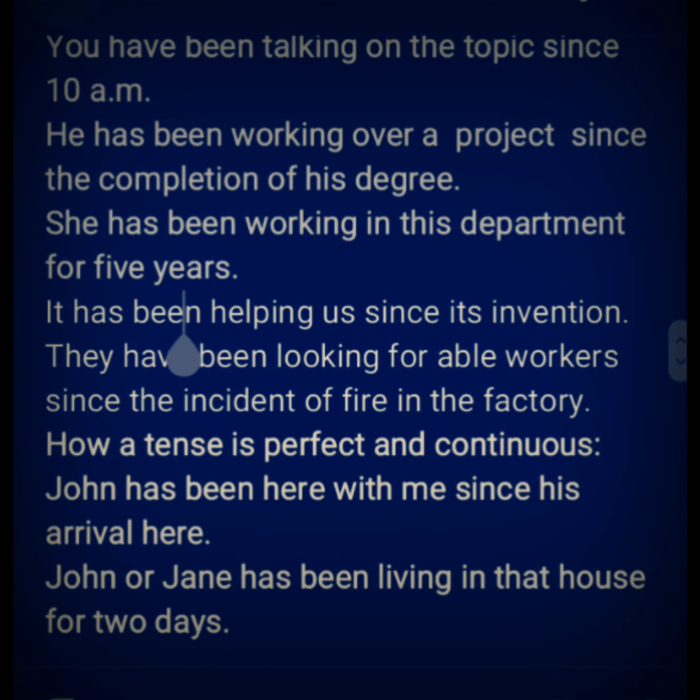It has been helping us since its invention. That means the computer has been helping us since its invention. Since its invention, okay? Since, then some point of time. They have been looking for able workers since the incident of the fire in the factory.